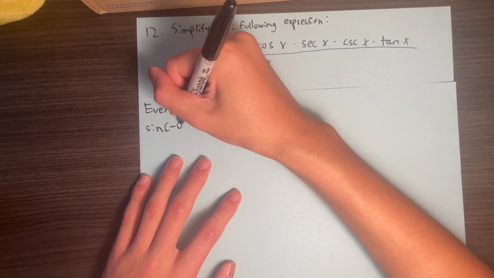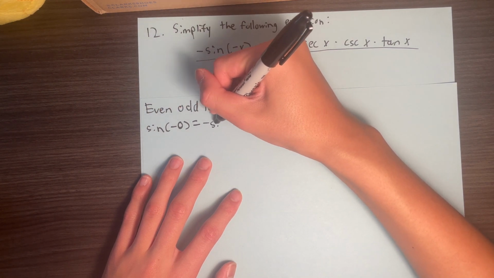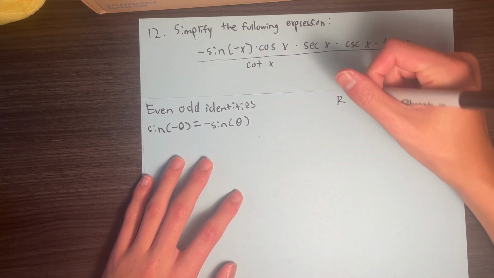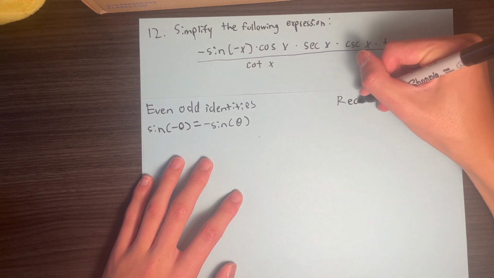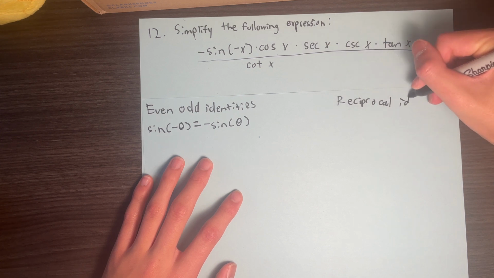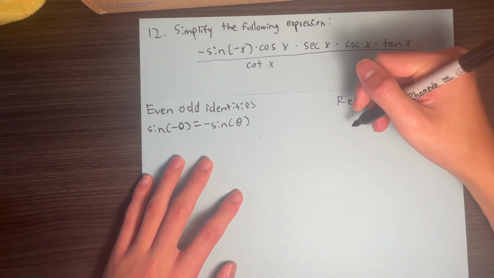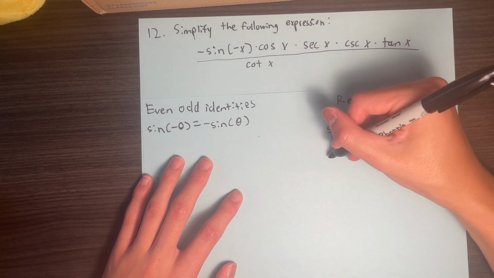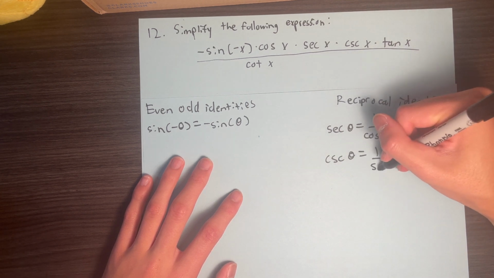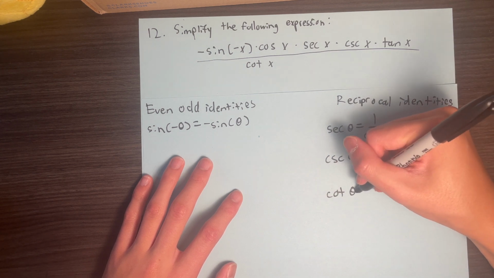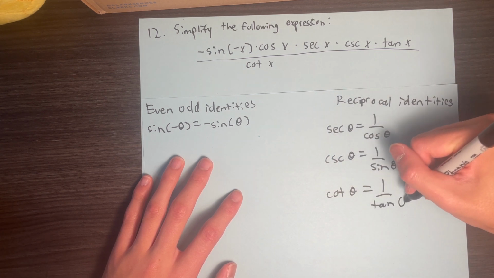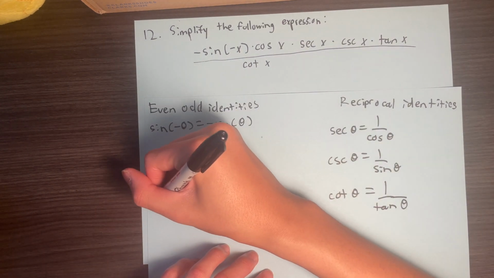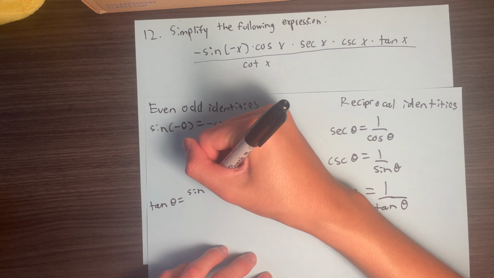It states that sine of negative theta is equal to negative sine of theta. We're going to leave cosine of x. Secant of x, cosecant of x, and cotangent of x are examples of reciprocal identities. Write all those down. Secant of theta is equal to 1 over cosine of theta. Cosecant of theta is equal to 1 over sine of theta, and cotangent of theta is equal to 1 over tangent of theta. Also, do not forget that tangent of theta is equal to sine of theta over cosine of theta.